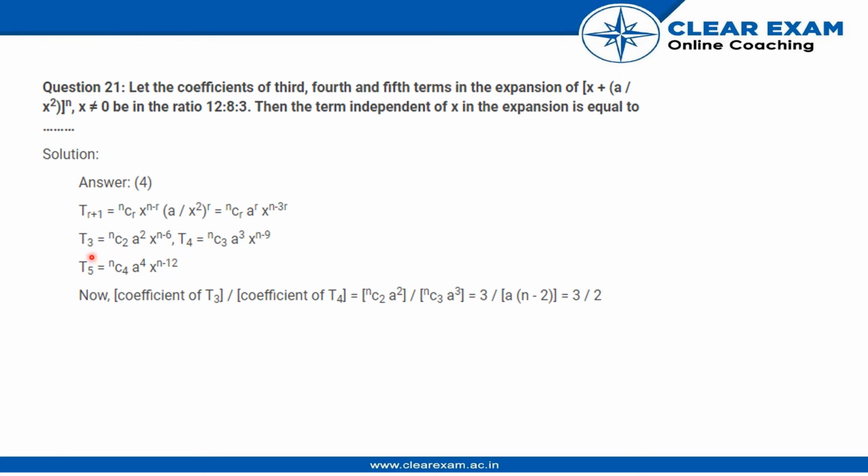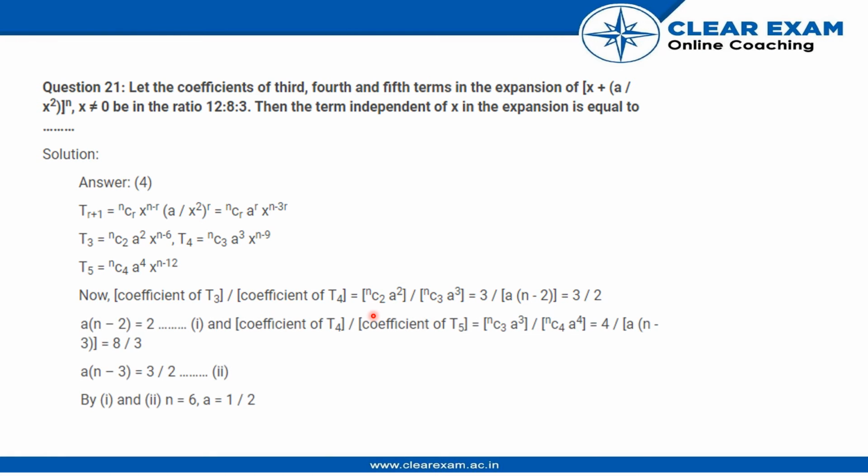It is said that the third, fourth and fifth terms are in the ratio 12:8:3. Now the ratio of the third and fourth terms is nC2 a² x^(n−6) upon nC3 a³ x^(n−9), equal to 3/2. So we have the first equation, that is a(n − 2) equal to 2. Let's mark this as equation number 1. We have two unknowns over here, a and n.